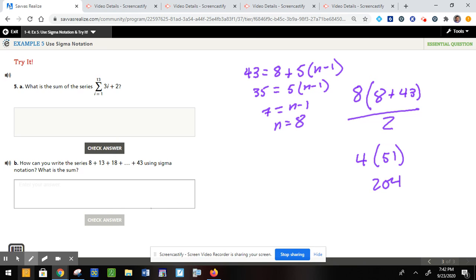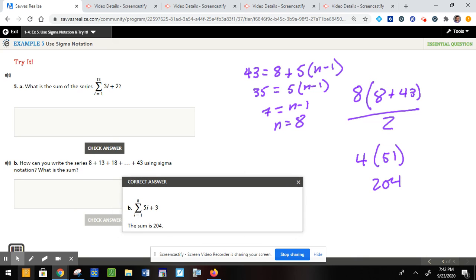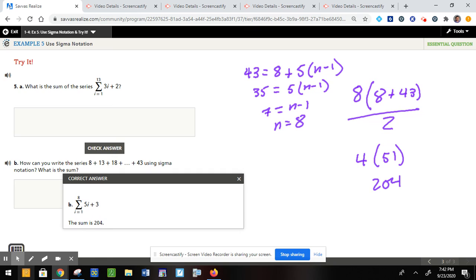All right, let's see if that worked out. Oh, I didn't write the sigma notation. Well, the only thing I would have needed to do is figure out the 5i plus 3. So let's do that real quick. We already knew there were 8 terms in the sequence. So how do I get the 5i plus 3?